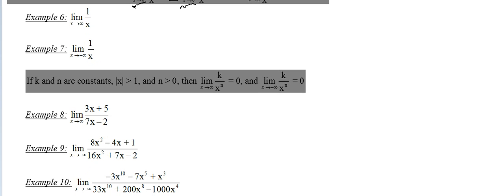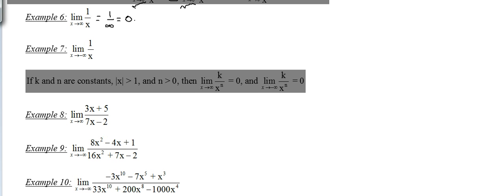Example 6. Limit of 1 over x as x tends to infinity. That is 1 over infinity, right? This means we are dividing 1 by a very huge number. As the denominator increases its value, the answer tends to 0, right? So it's as if we are dividing 1 into a huge number of parts. So almost we got nothing, so it's 0.